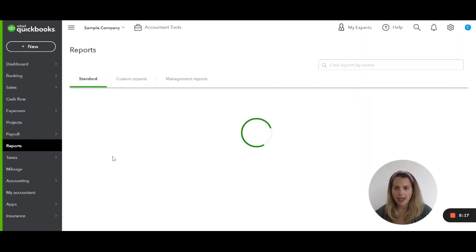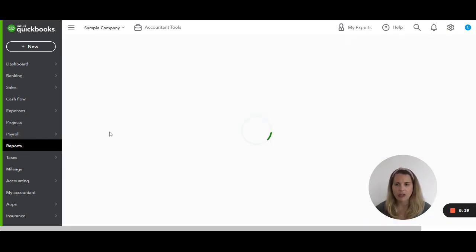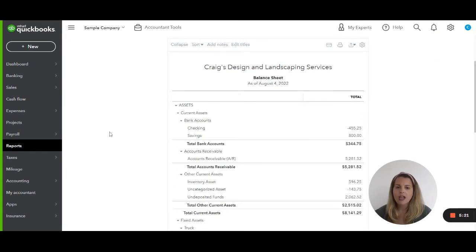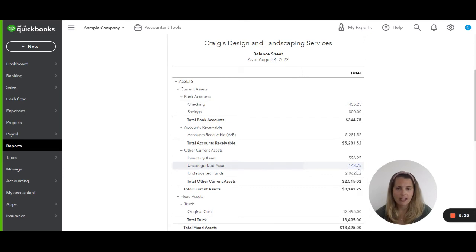And then on the balance sheet, that's the last place we're going to look for some common errors. If we see negative bank balances, negative assets, things like that, we know there's a problem because that's the opposite balance that an asset would have. When we see inventory asset, we're very curious if you're actually tracking your inventory correctly. Uncategorized asset, we should never see that. That means something's not been categorized correctly.